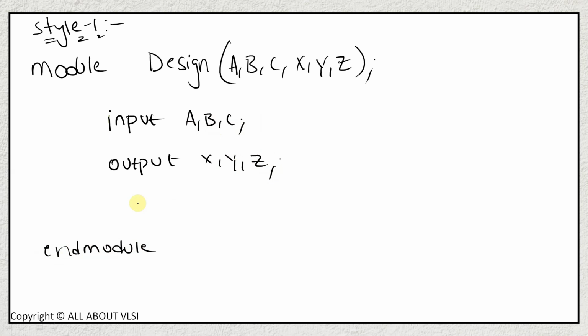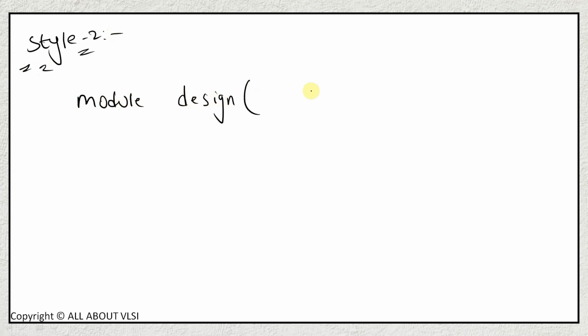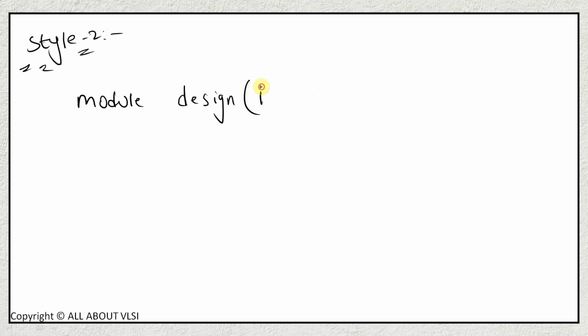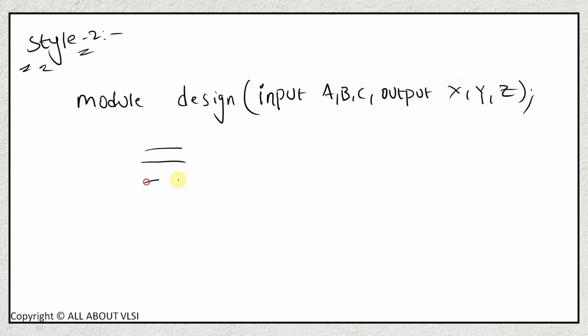So this is style one of declaring your module. Now, in the case of style two of declaring your module, simply what we will write is: module design, input A comma B comma C, output X comma Y comma Z, and your code inside this, followed by endmodule. This is the syntax for declaring your module.